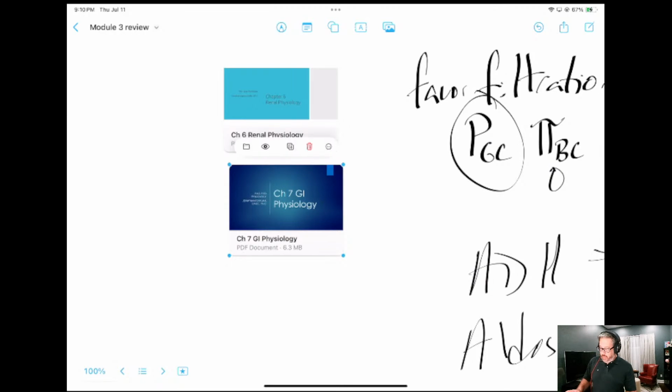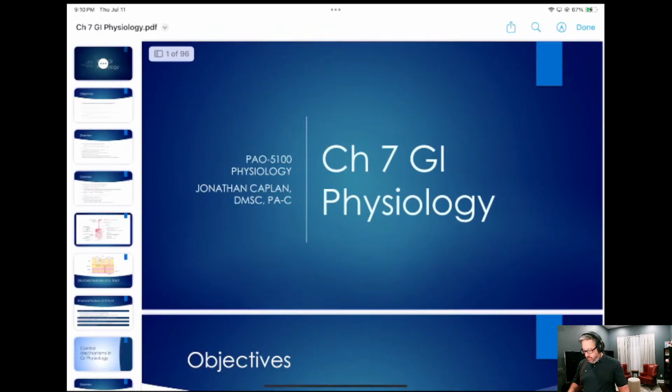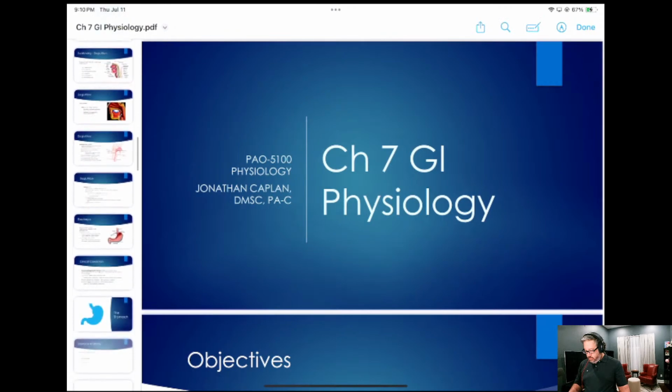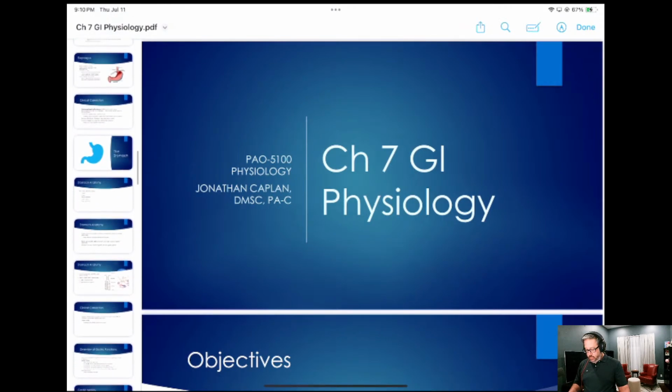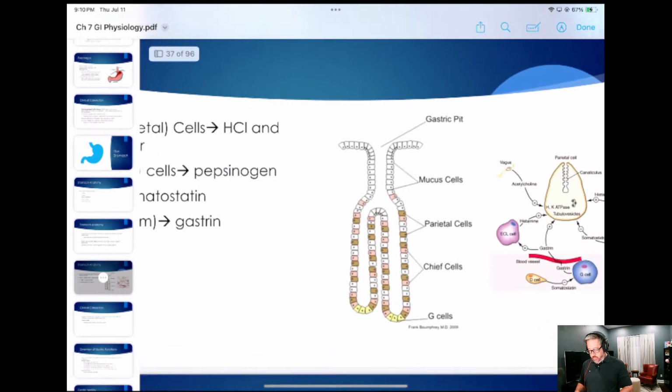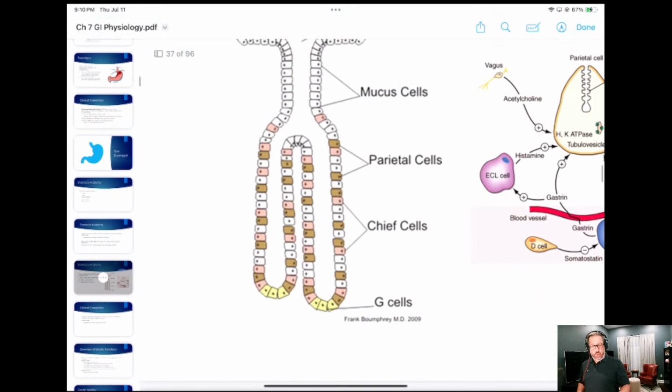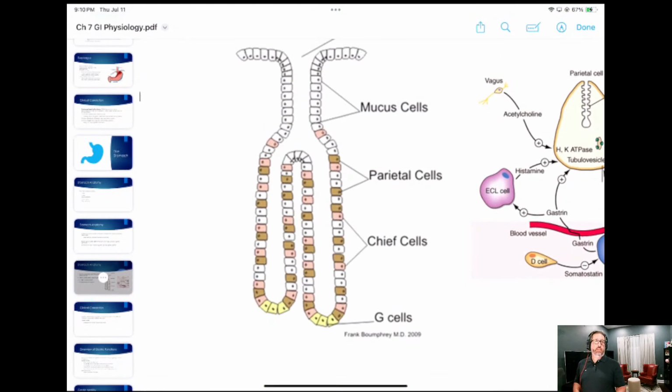Okay, cells of the stomach. So here are our cells. This is the one you're talking about, Gabby, I'm assuming. Mucus cells, self-evident, we know what those do.